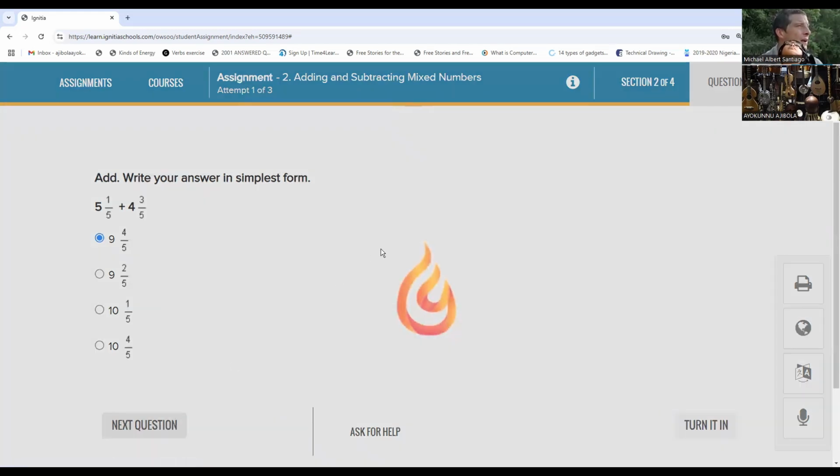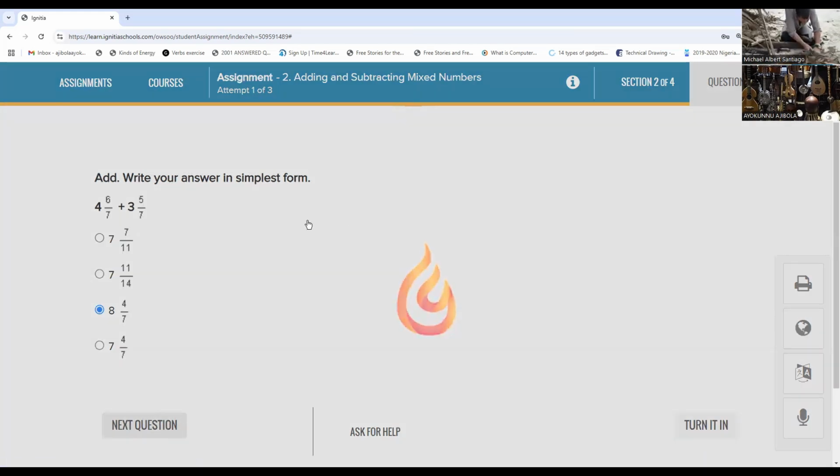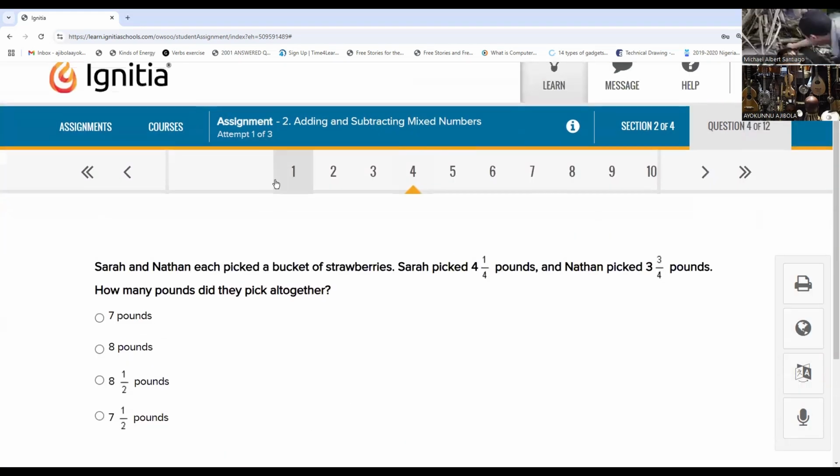Okay. So the next question, write the answer in simplest form. 4 plus 3 is 7, and 6 plus 5 is 11 over 7. So there is a 7 that can go. That will give us 8. Then it will remain 4. So that is 8 whole number 4 over 7. Then the next question, read this question for me, Miggy.